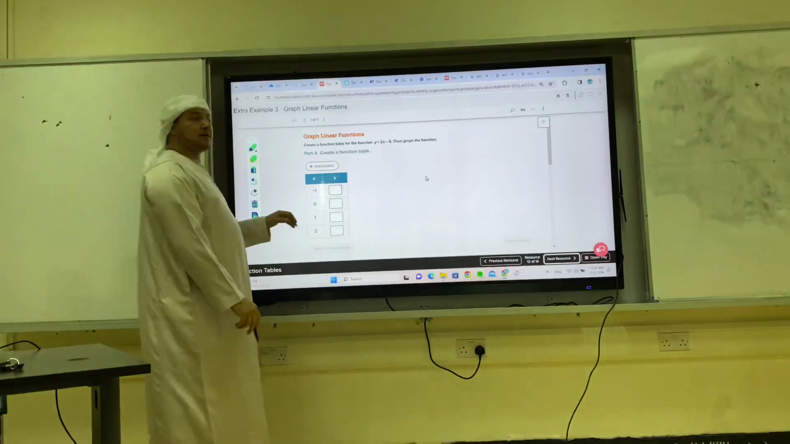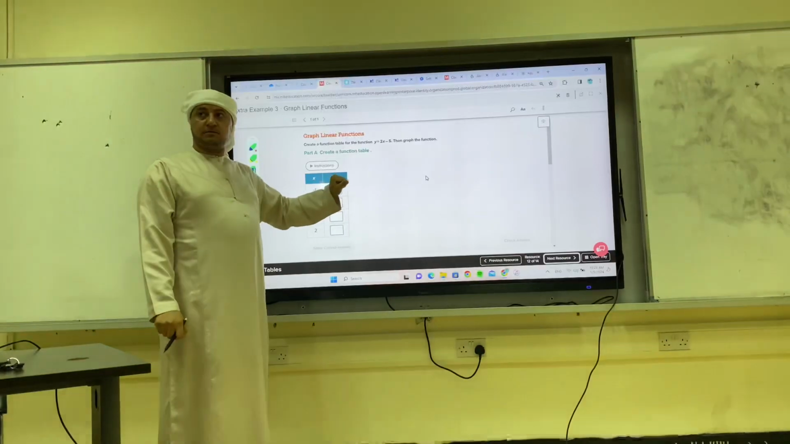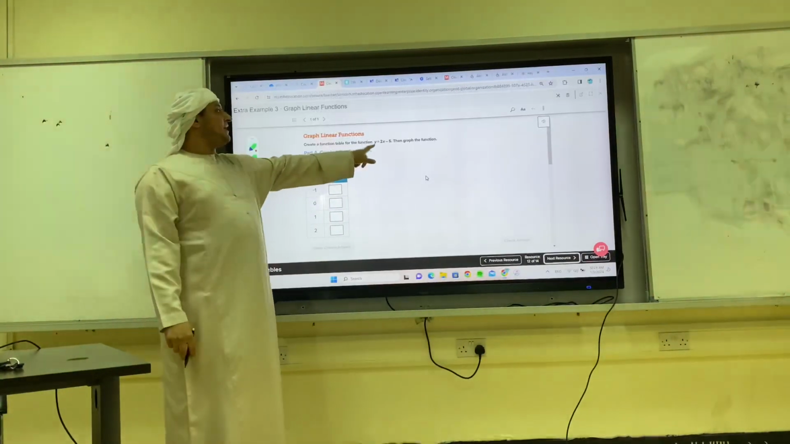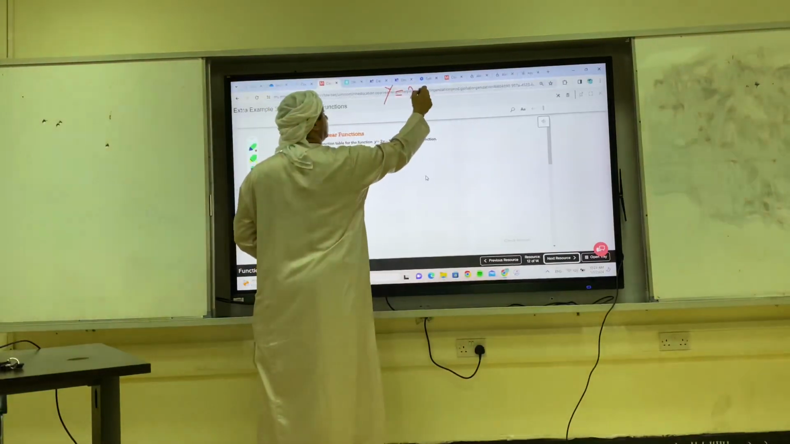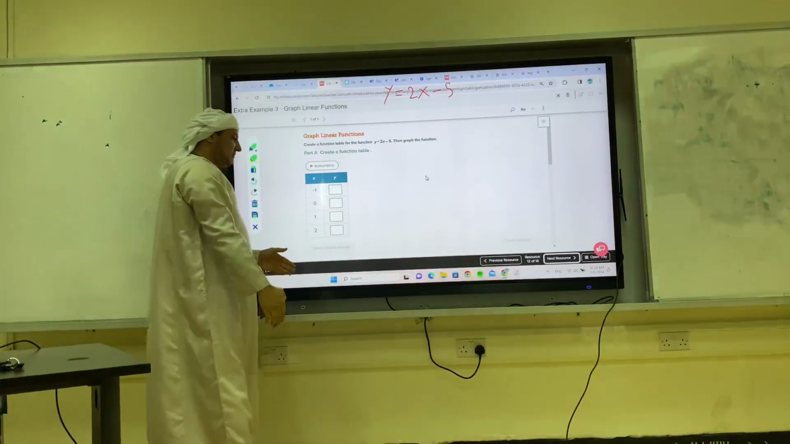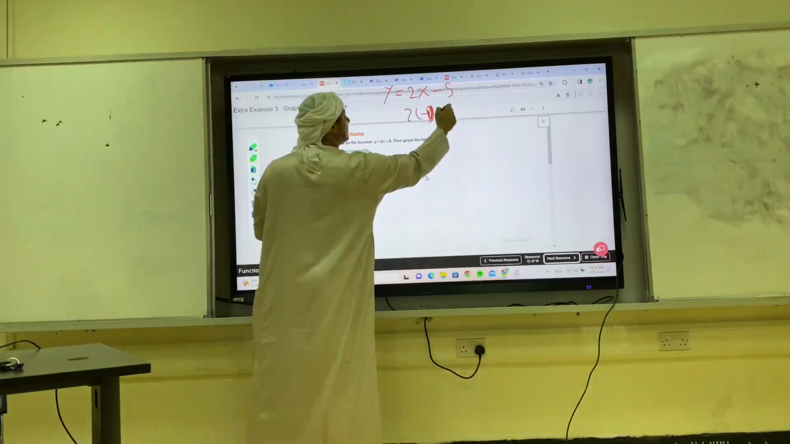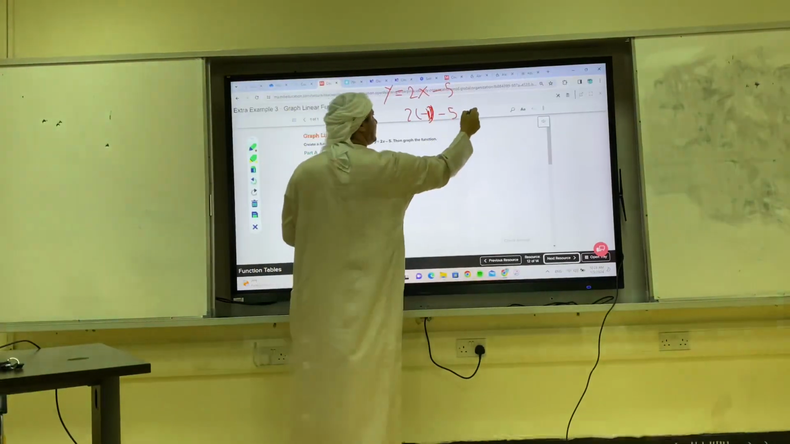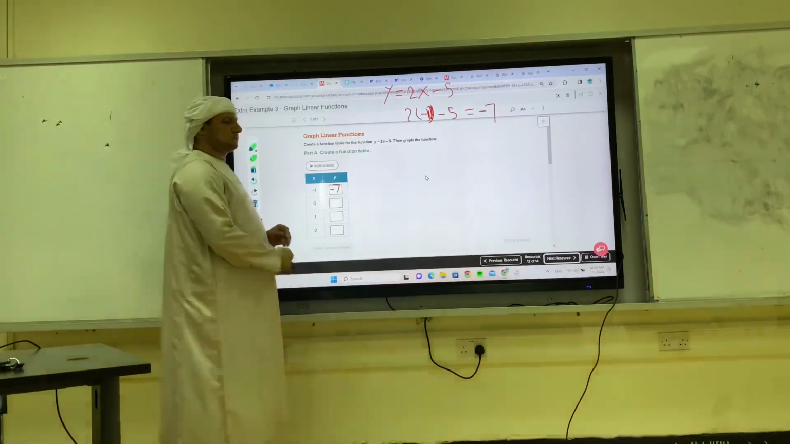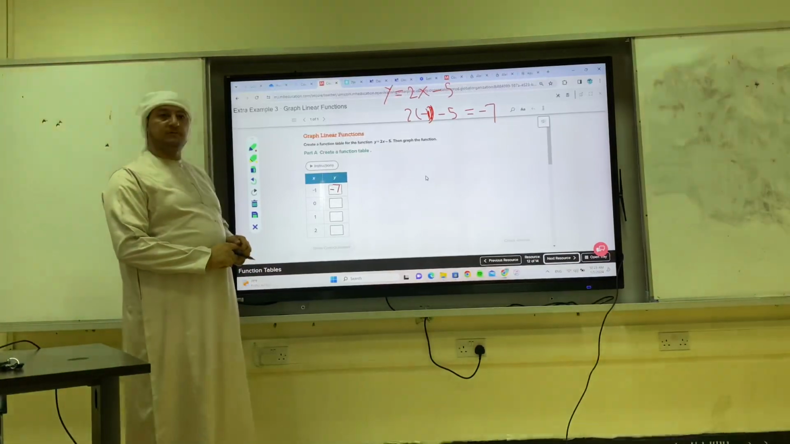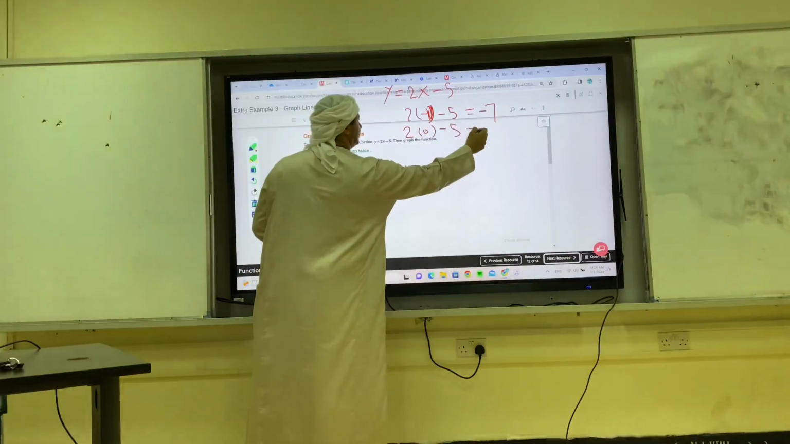Okay, now let's come back to the question. y equals 2x minus 5. I'm going to replace x with these values. So 2 times negative 1 is negative 2, minus 5 is negative 7. The next answer is negative 4... The second one is 2 times 0, minus 5, which is negative 5.